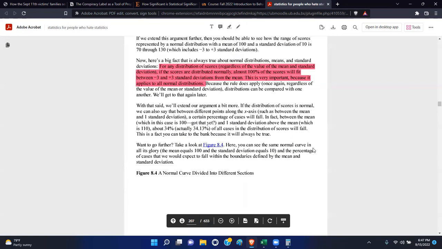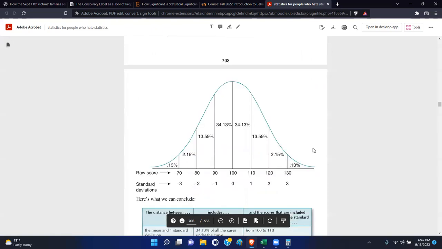If I can get the book to cooperate with me, it is stuttering because apparently my computer doesn't have enough RAM or something.